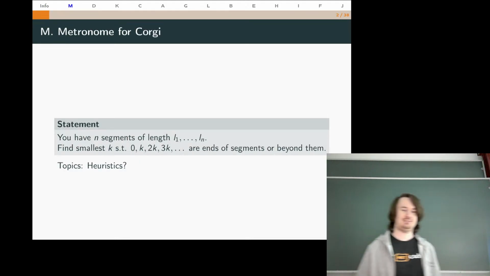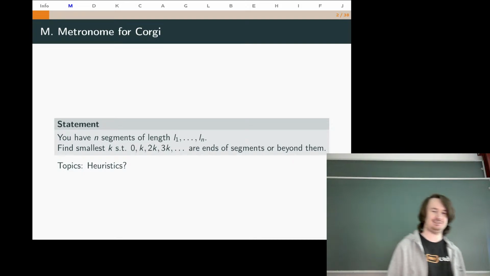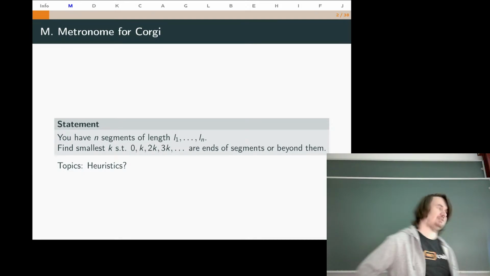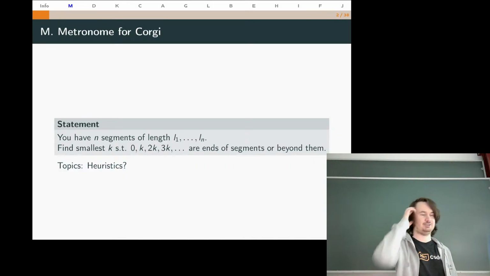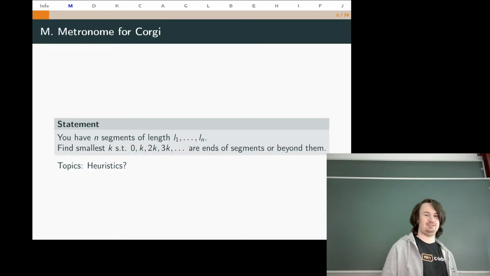First problem is problem M, and this problem is probably the most problematic in this contest. In this problem you are given n segments. Each segment has a length L1, etc., to Ln, and you are asked to find the smallest value of k such that the values 0, k, 2k, 3k, etc., this arithmetic progression, are all on the ends of the segments.